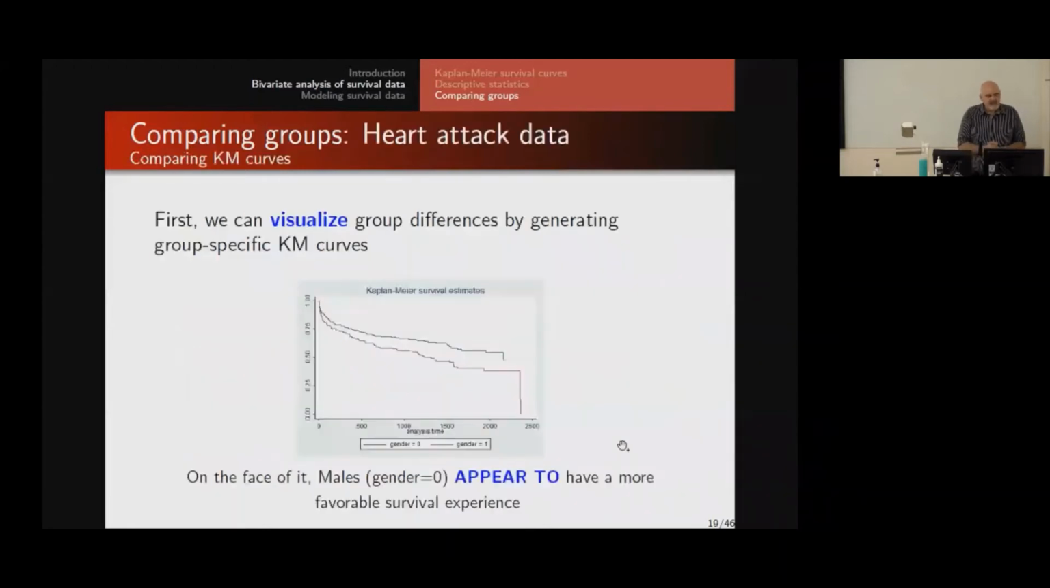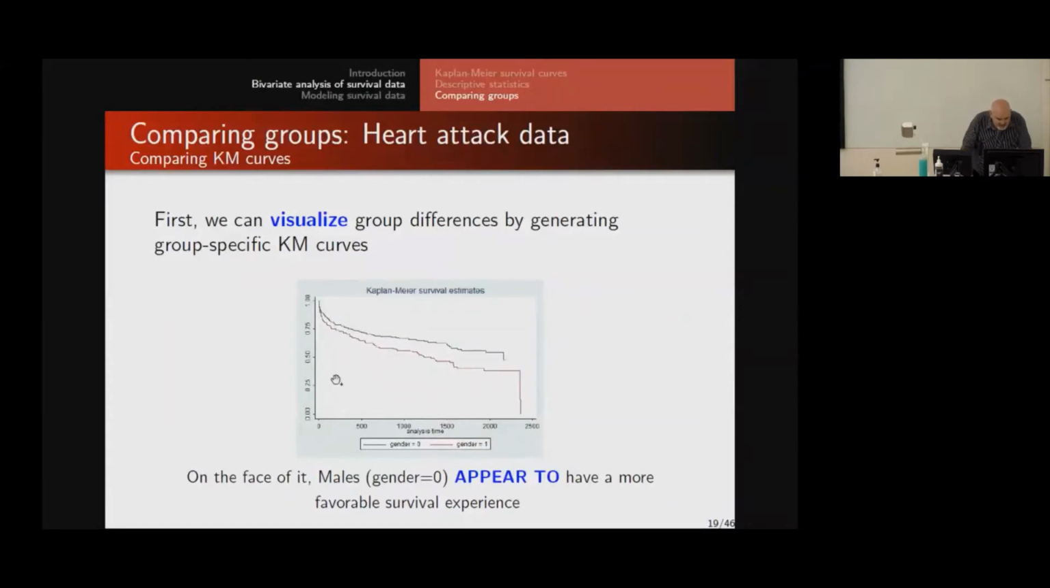Okay, so the first thing we would do if we're comparing groups is use our eyes, and here we can visualize group differences by generating group-specific Kaplan-Meier curves. Okay, again, I remind you this is not a test, it is a graph. However, when we look at the graphs, we can see that males, which are gender 0, the blue curve here, appear to have a better survival experience than females who are represented as red.